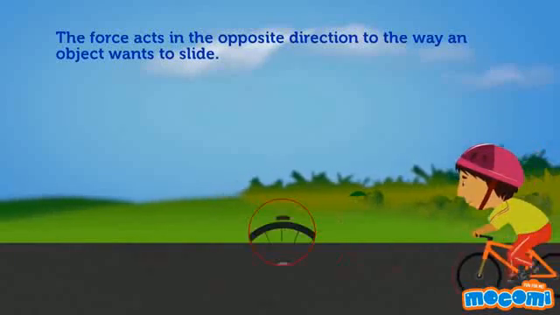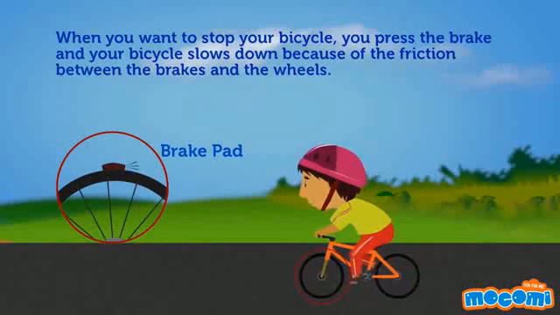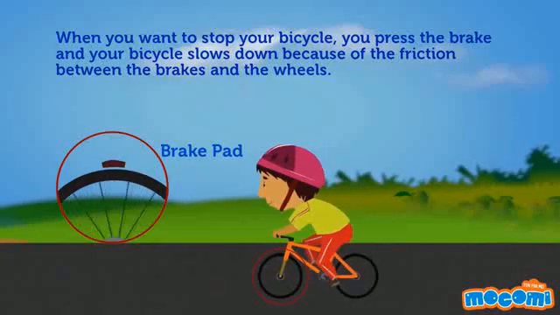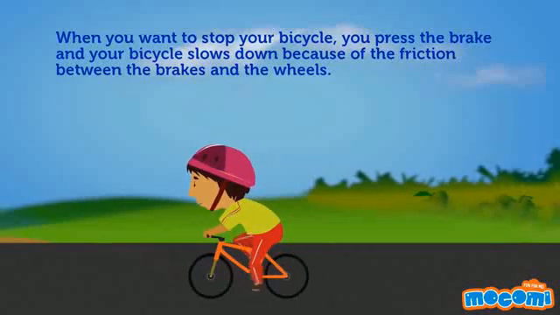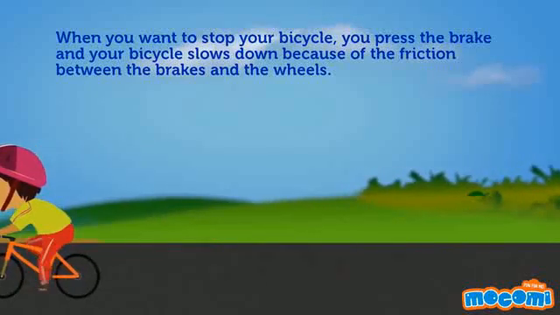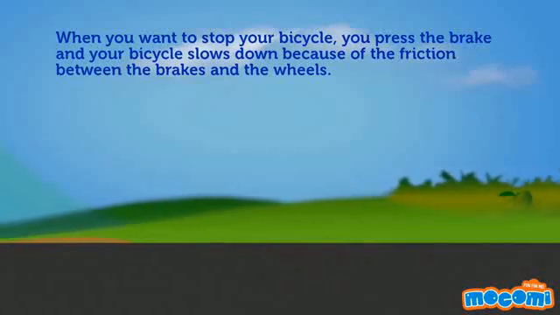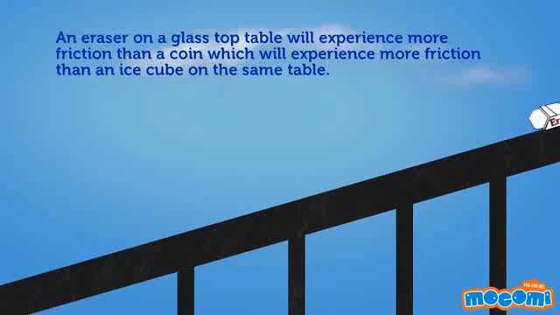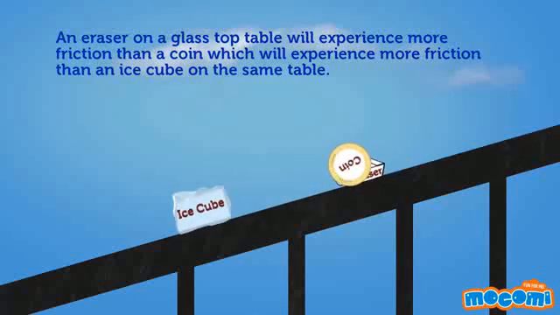The force acts in the opposite direction to the way an object wants to slide. When you want to stop your bicycle, you press the brake and your bicycle slows down because of the friction created between the brakes and the wheels. Different solid objects experience different amounts of friction. An eraser on a glass top table will experience more friction than a coin, which will experience more friction than an ice cube on the same table.